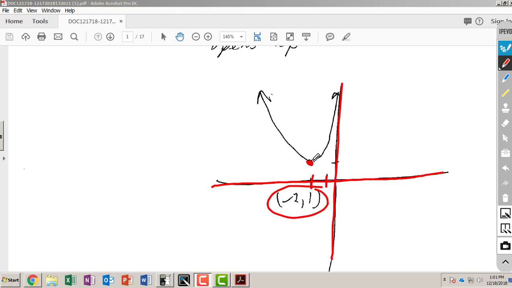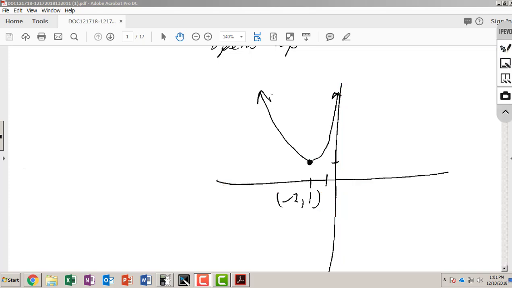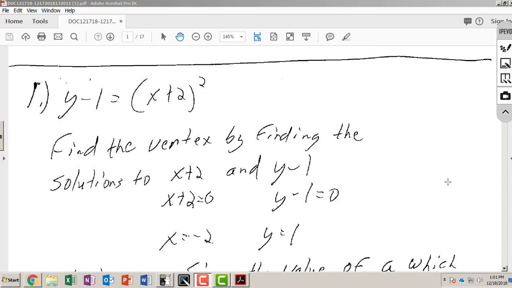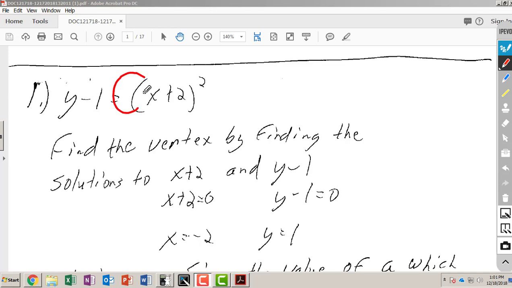Now we have to decide whether it opens up or down. To decide that, we need to refer back to our original equation. We locate the value in front of our x squared. Right here, this value is positive 1, so a is equal to 1. That means my parabola is going to open upward.